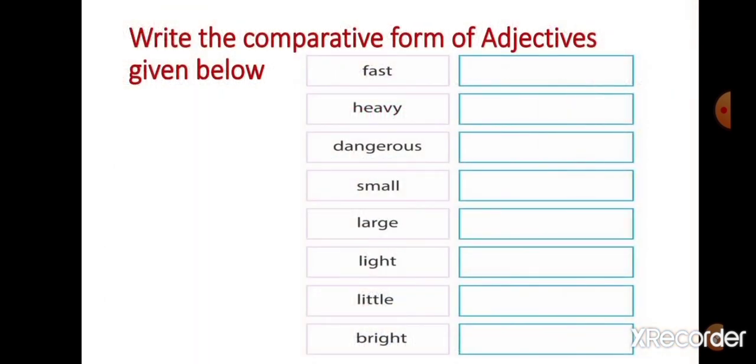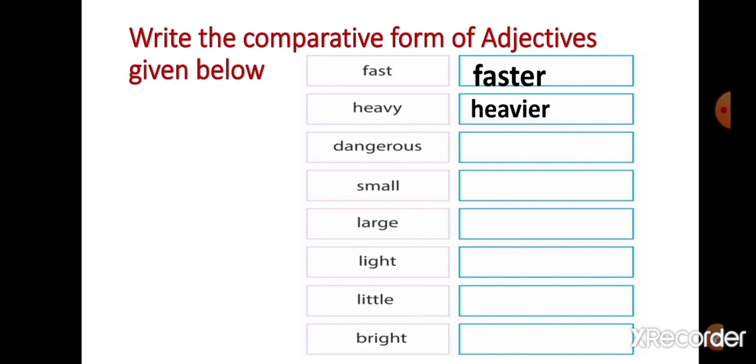Now we will solve this exercise. See what is given. Write the comparative form of adjectives given below. What do we have to write down? The comparative forms of adjectives. Fast. What will we write down over here? Fast. The comparative form will be faster.